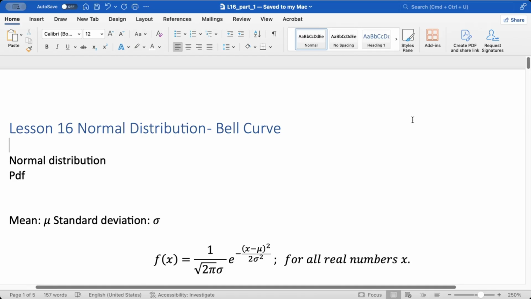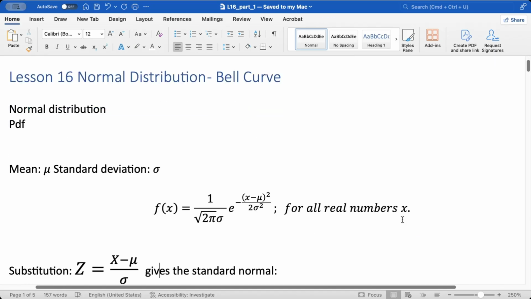So the PDF here is a little bit messy with the mean, mu, standard deviation, sigma. The density function is 1 over radical 2 pi times sigma e to the minus x minus mu squared over 2 sigma squared for all real numbers x.